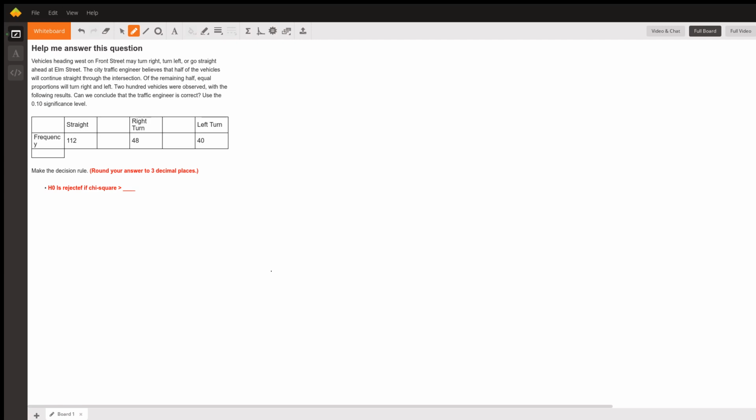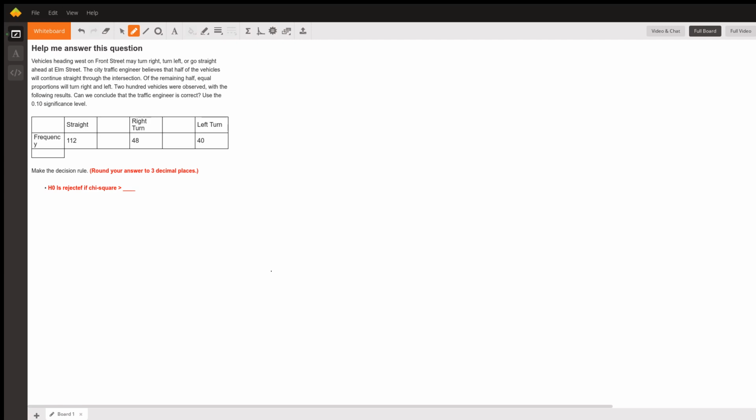Our null hypothesis is going to be that the observed distribution matches the distribution predicted by the city traffic engineer. Our alternate hypothesis is going to be that the observed frequencies do not match the frequencies that would be predicted by the city traffic engineer.